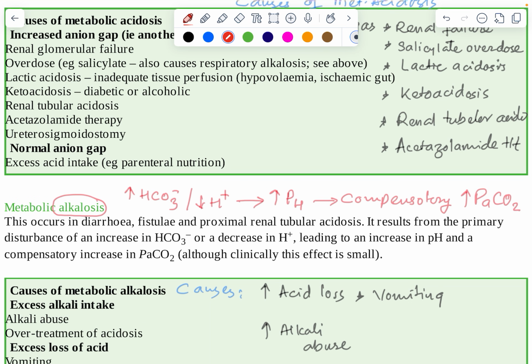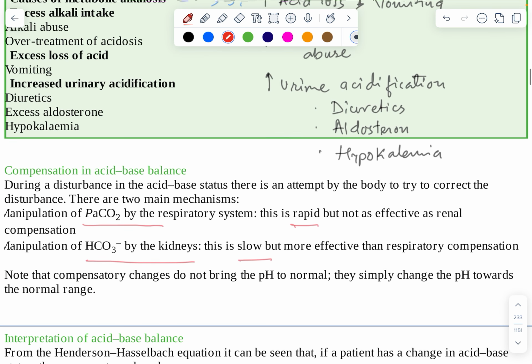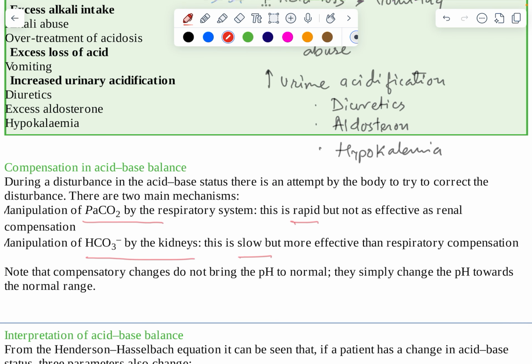Metabolic acidosis occurs in diarrhea and fistula, where you lose bicarbonate. Metabolic alkalosis results from a primary disturbance of increased bicarbonate, decreased potassium, leading to an increase in pH and compensatory increase in PCO2. So increased acid loss, either vomiting, alkali abuse, urine acidification, or diuretics, may lead to this.